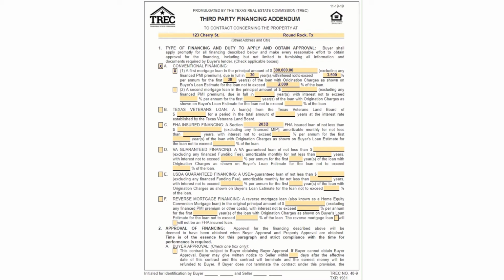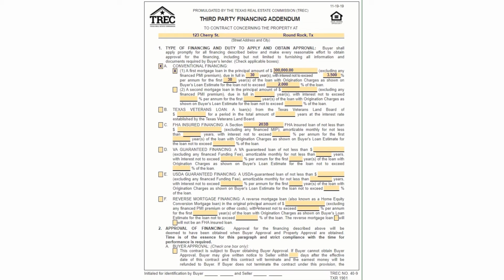We also have a VA guaranteed financing. So again, for vets, and this is maybe the topic of another video on loan eligibility. And then we have USDA guaranteed financing. This is for rural loans. This is not given everywhere. For example, in the state of Texas, it will be in rural areas where the U.S. Department of Agriculture are encouraging growth in rural areas. So that's something you may want to have your buyer check out.